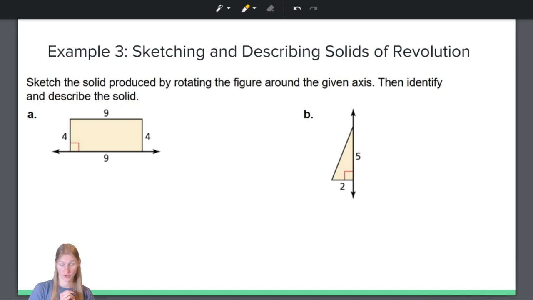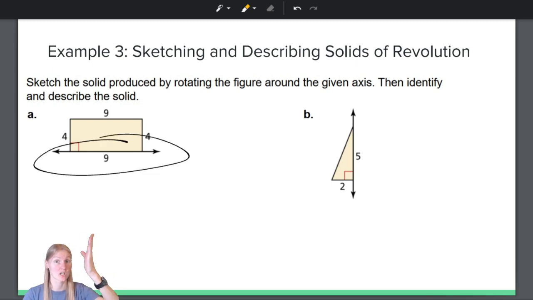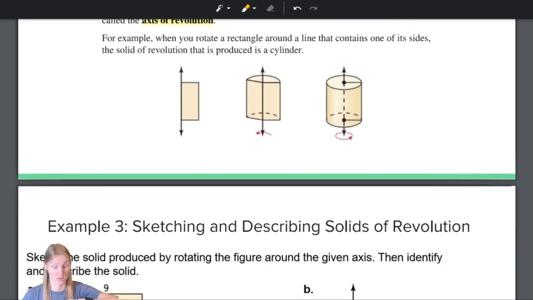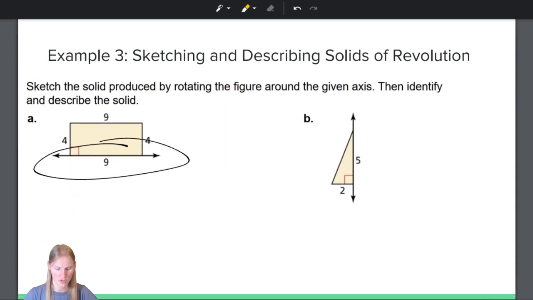So first, we have, let's see, 9, 9, 4, 4. Those are matching, and we are given a right angle right here. So that means that this is a rectangle. And hey, we just talked about if we rotate a rectangle around an axis, what shape should we get? Notice that this axis of revolution is horizontal, whereas on the last slide it was vertical. It doesn't matter. It'll still be the same shape.